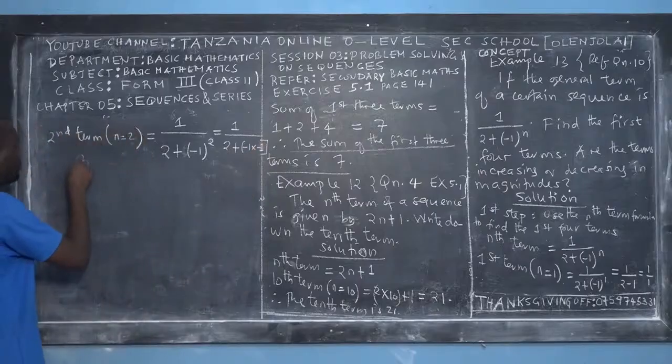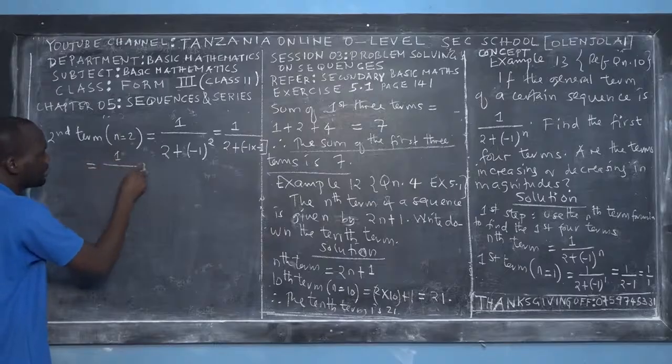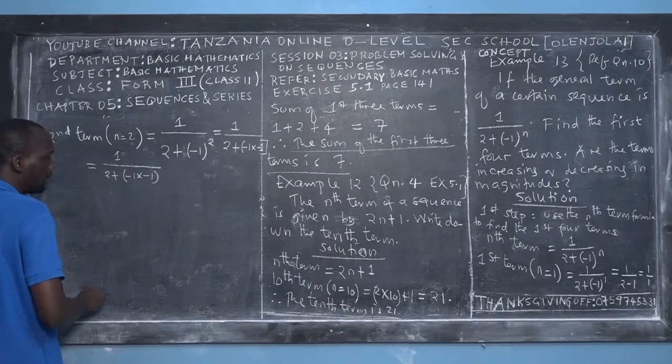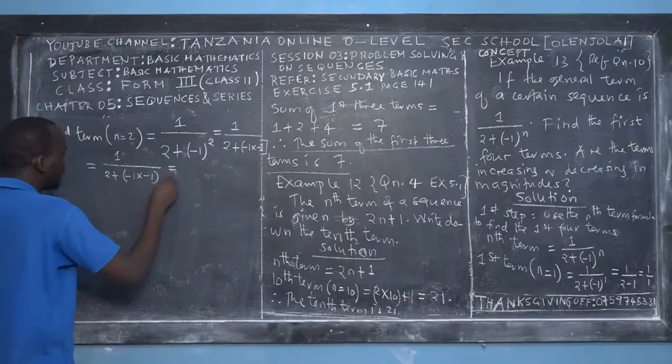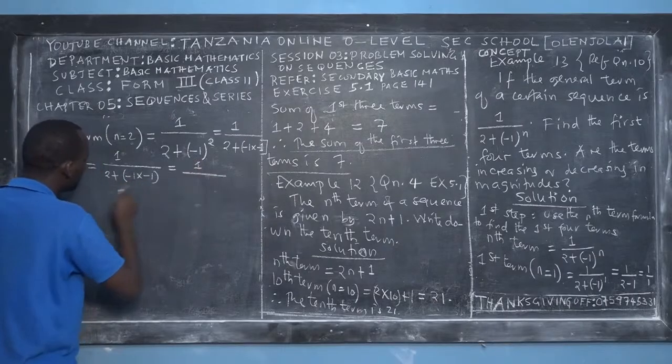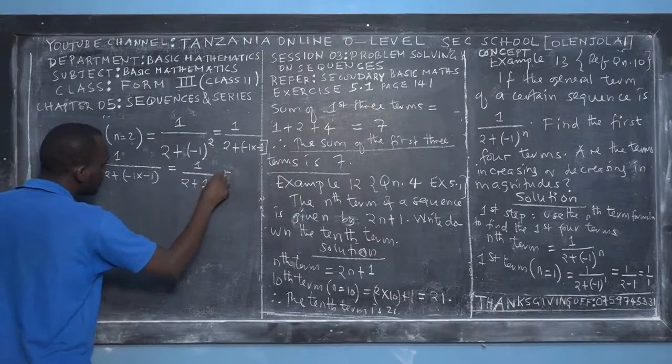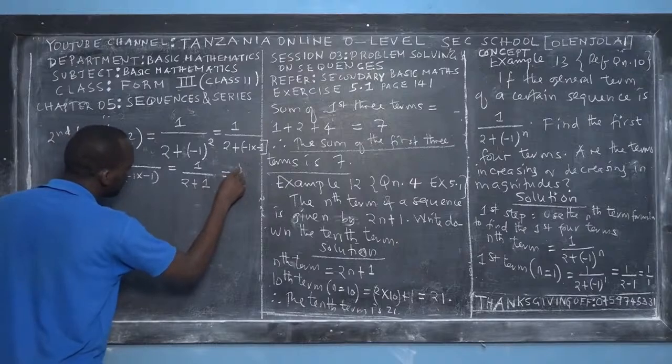So then, the second term will be what? As I said, we have negative 1 times negative 1, that means negative 1 power 2. So the numerator will be 1. The denominator is 2 plus negative 1 times negative 1, which is 2 plus 1 is 3. So the second term is 1/3.